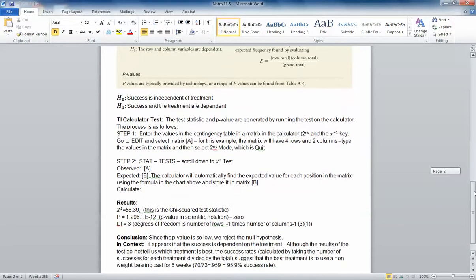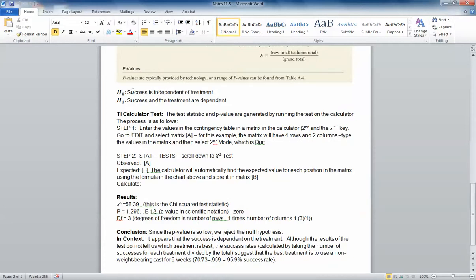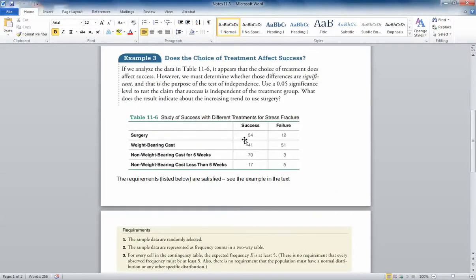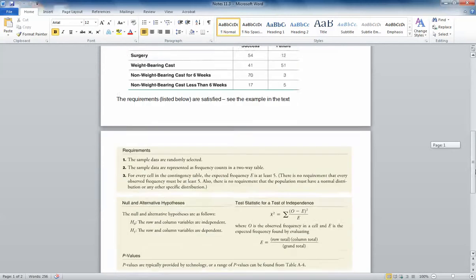Alright, so our null hypothesis is success is independent of treatment. Alternative is success and the treatment are dependent. That says that the success rates would be about the same for any of these treatments under the null hypothesis. The alternative says that maybe one's better than the others.